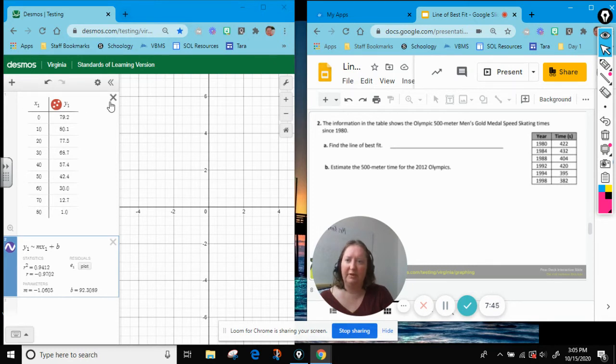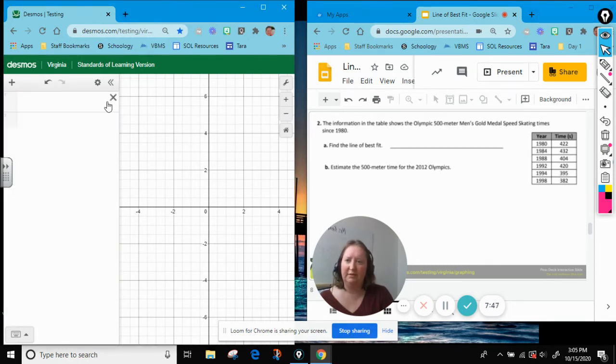I come over here to my Desmos. I get rid of these old things. I go up to the plus sign, I get myself a table and I start typing in. So 1980 is going to be year 0. So then what is 1984? Well, that's 4 years past 1980. Then what is 1988? Well, that's 4 more years, so a total of 8 years past 1980.